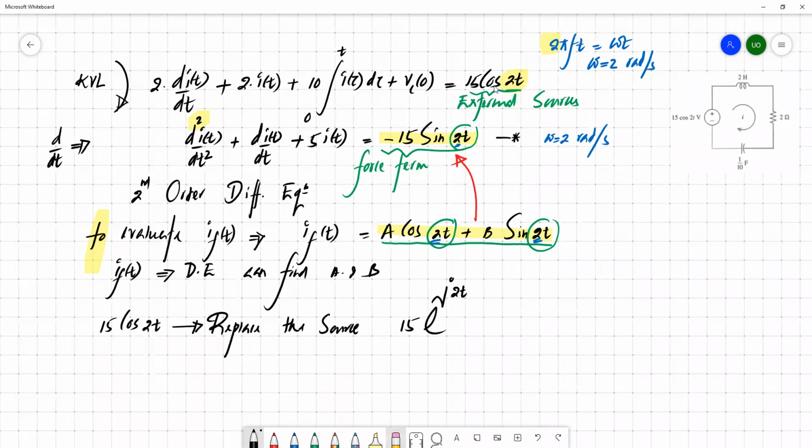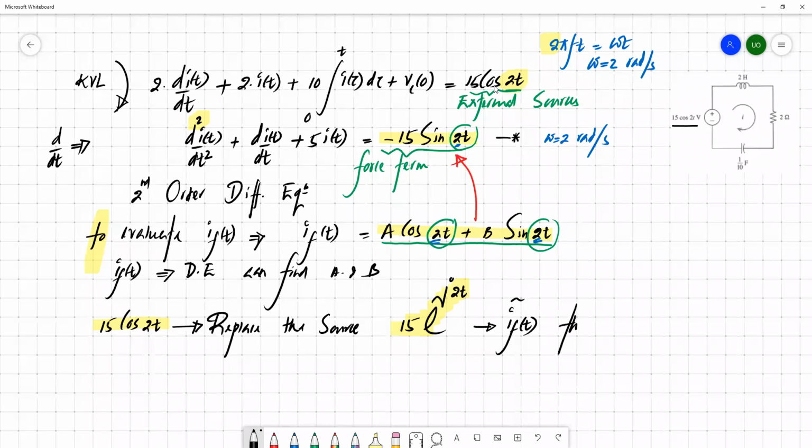So then instead of this source, instead of 15 cos 2t, we'll create a scenario where we have a complex exponential as a source. So we can replace this 15 cos 2t with 15 e to the power j2t, and evaluate the force response aligning with this 15 e to the power j2t.